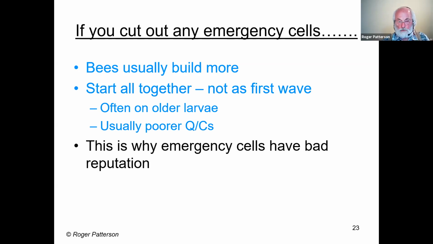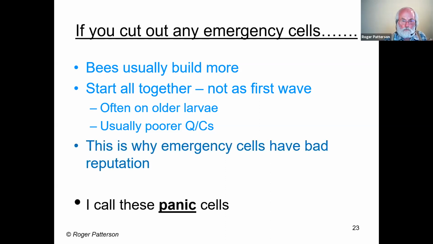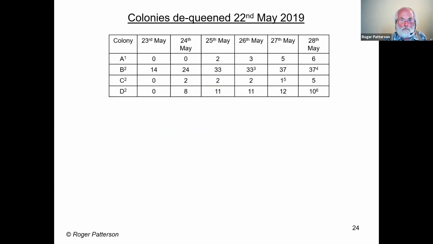The thinking, which I think is erroneous, is that because they're supposed to start all at the same time, the ones that are capped first are on the older larva, whereas I'm pretty certain they're not. So this second wave, I don't call them emergency cells, I call them panic cells, because quite frankly, I think that's what they are.